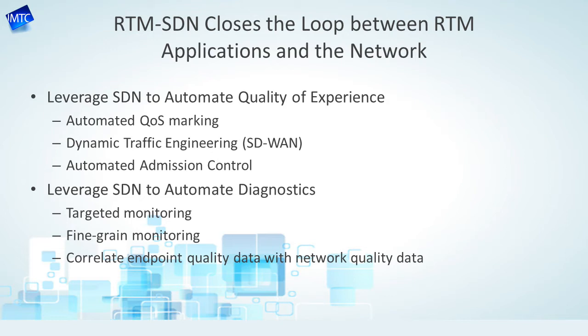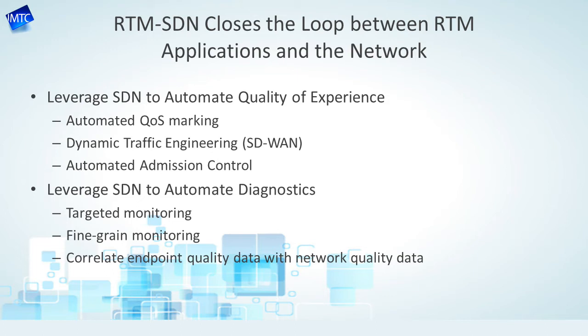So that kind of interaction allows a closed loop system that finally gives us an opportunity to, in an automated fashion, optimize the quality of the experience that's being delivered to the end user. So that SDN opportunity caused us in the IMTC to start a couple work items around what we now call RTM SDN, which is the use of SDN to optimize quality of experience. And we've been engaged in three phases of work so far.